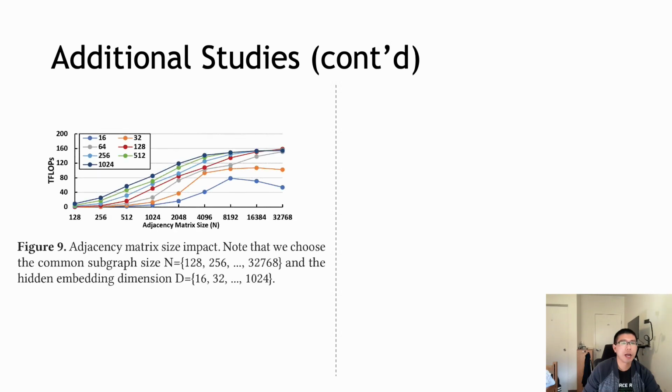Additional study also covers the adjacent matrix size impact on our design's performance. As we can see from the left-hand side figure, with the increasing size of the adjacent matrix, our design can scale well with the increase of the GPU throughput. And such increase will gradually approach the upper bound of the GPU Tensor core computation throughput.